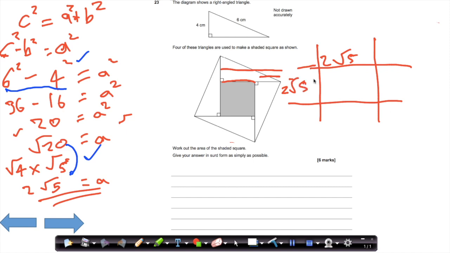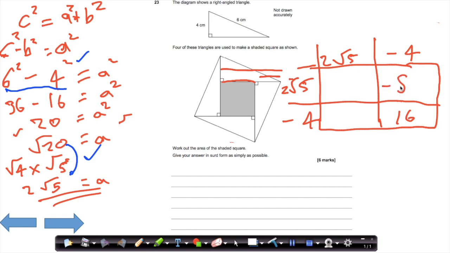So let's write it this way: 2 root 5 and 2 root 5, and then minus 4 and minus 4. So fill out your grid method. Minus 4 times minus 4, first of all, is going to give you positive 16. Minus 4 times 2 root 5 is going to give you minus 2 times 4, which would be 8. So minus 8 root 5. You get the same over here for 2 root 5 times minus 4. 2 times minus 4 is going to give you minus 8. So minus 8 root 5.